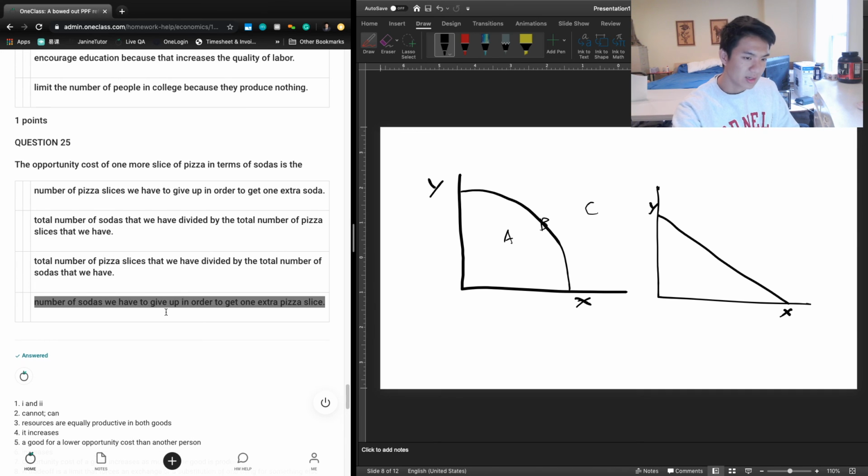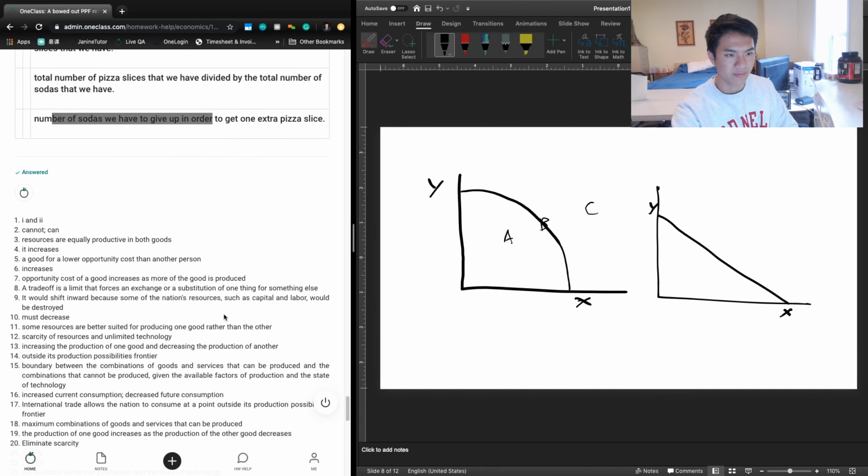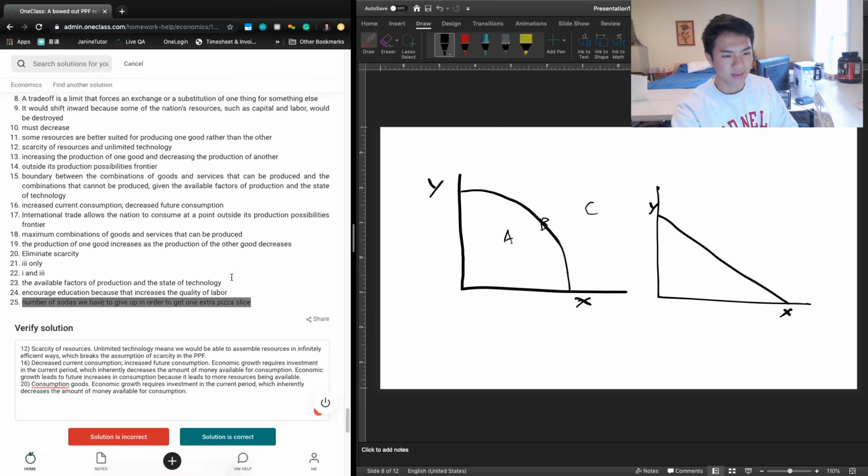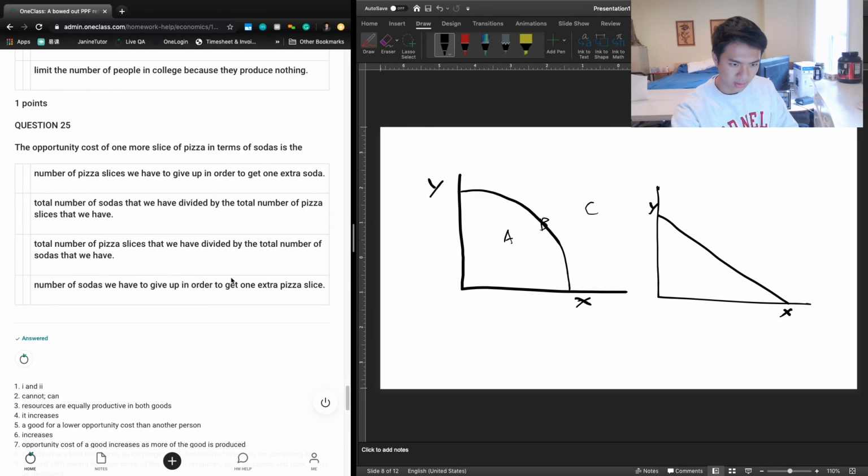And finally, D, number of sodas we have to give up in order to get one extra pizza slice. And that is the correct answer. It says we want one more slice of pizza. How much soda do we give up? And it says this is the number of sodas we have to give up in order to get that pizza. And so that's going to be the correct answer. So number of sodas we have to give up in order to get one extra pizza slice. So yes, that would be the correct answer here.